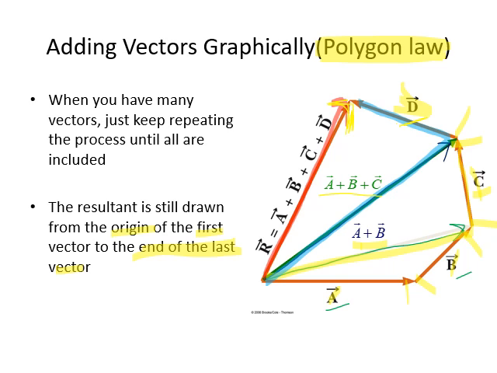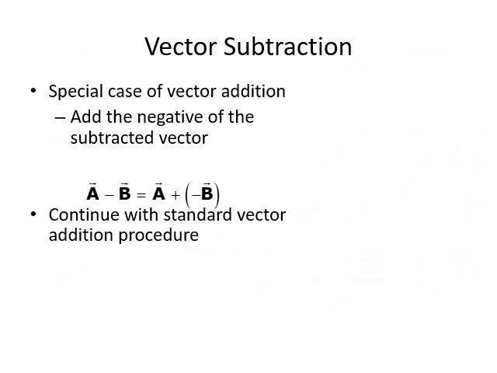So all the vectors A, B, C, this was the direction for all the vectors in this direction, but the resultant is now coming in this opposite order in the polygon. So vector subtraction. Vector subtraction is a special case of basically vector addition. Whenever we add the negative of a subtracted vector, for example, this A plus negative of B is the addition of a negative vector to a vector. So continue with the standard vector addition procedure.